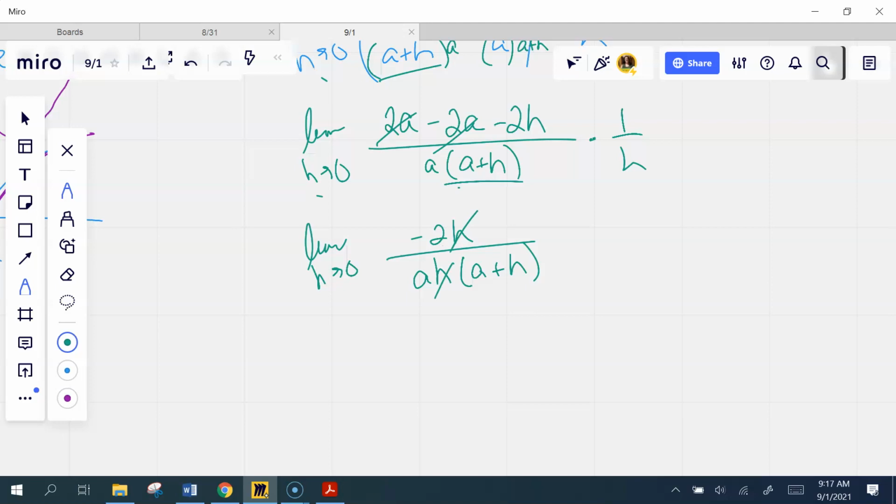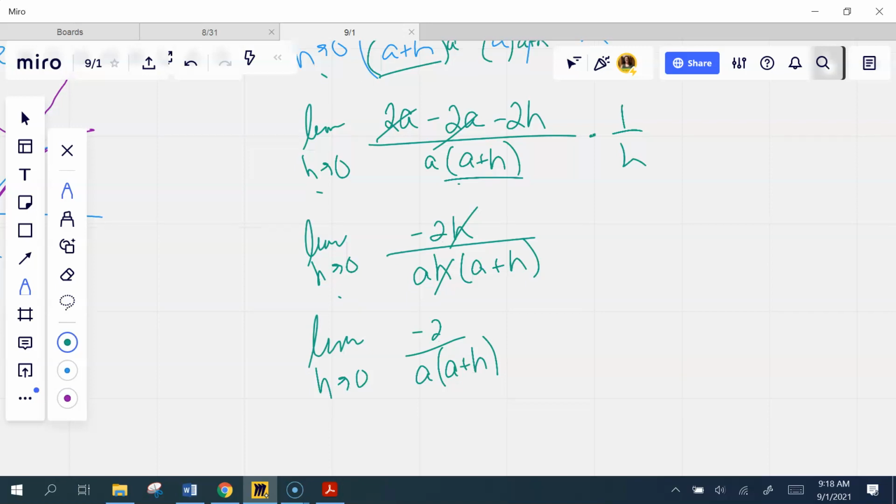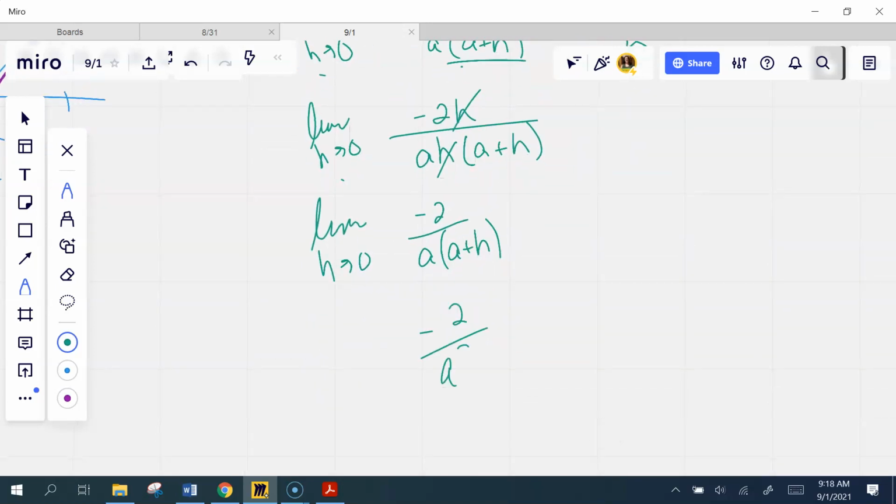So the question asks, as h goes to 0, there's no h in here anymore. Oh, yes there is, I lied. You could probably still do that. So if I put a 0 in, I end up with negative 2 over a squared. The question says the slope of the curve at a. I hope this is what they got. All right, so the slope of the curve here is negative 2 over a squared.